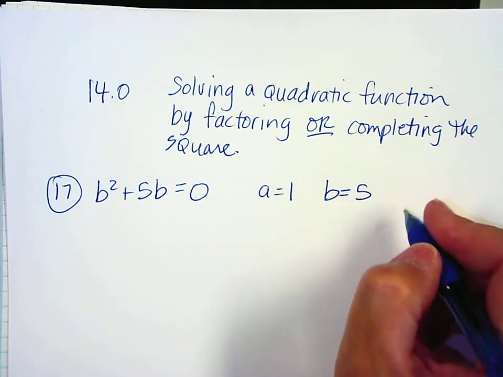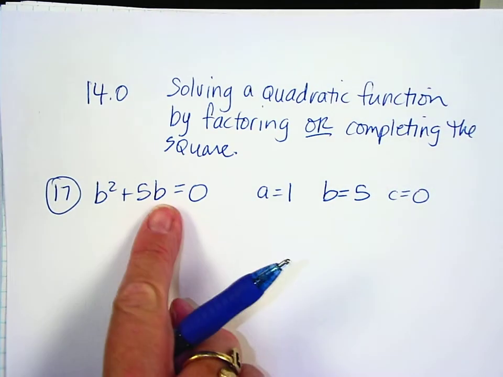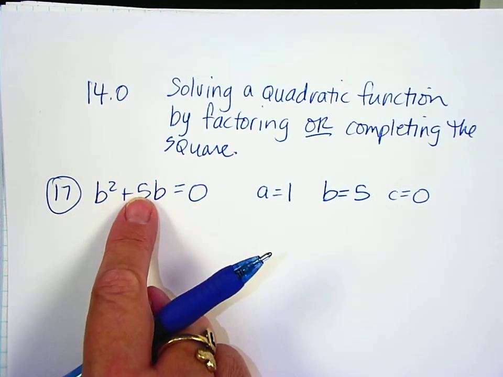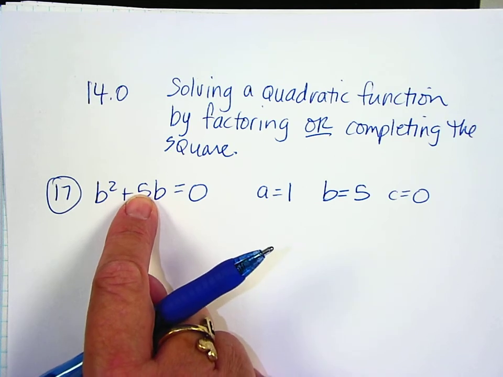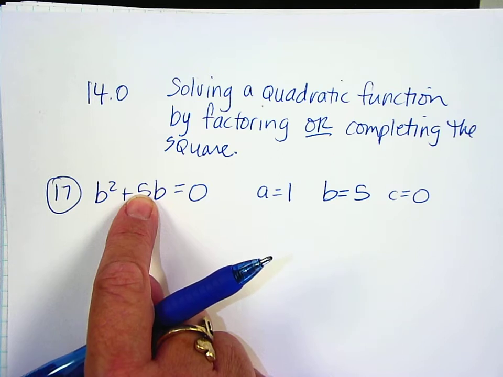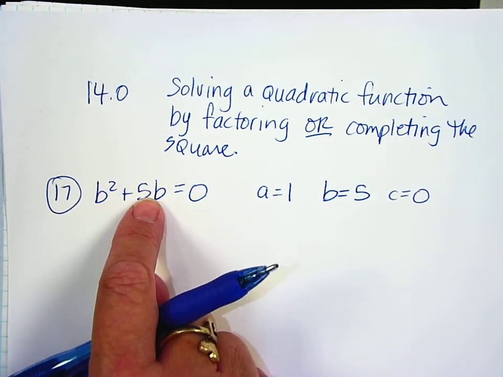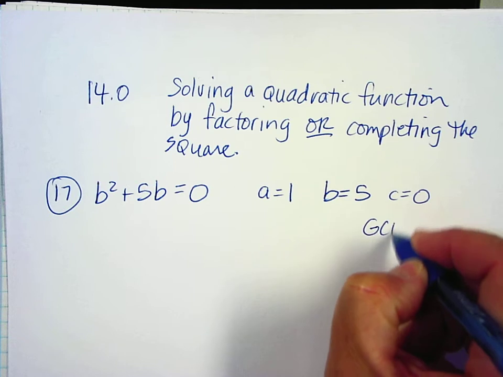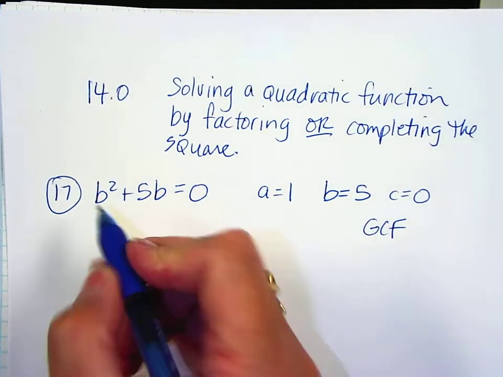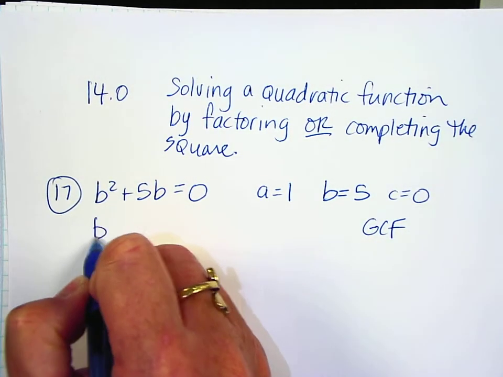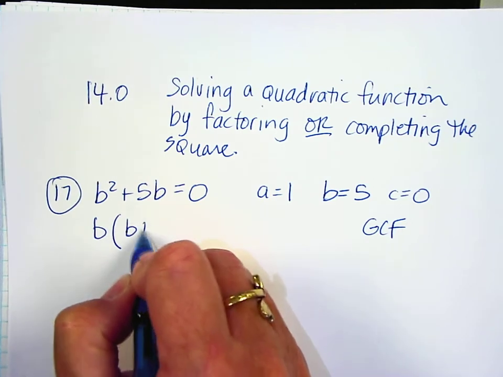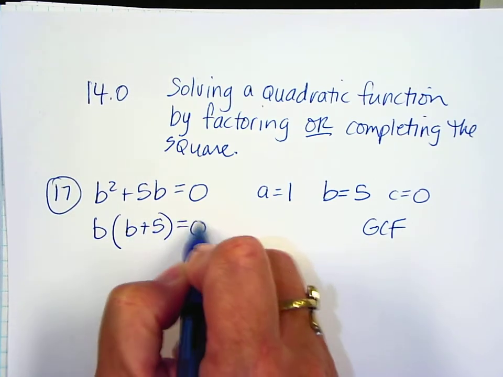And actually, c is 0 because I don't have a c term. I have an a term and a b term. Well, when I'm factoring, what I'm going to do is use my menu, and the first thing I'm going to look for is a GCF. And I happen to see that I have a GCF, and there's a b in each of these. So I'm going to pull out my GCF, and I'm going to get b times (b plus 5) equals 0.